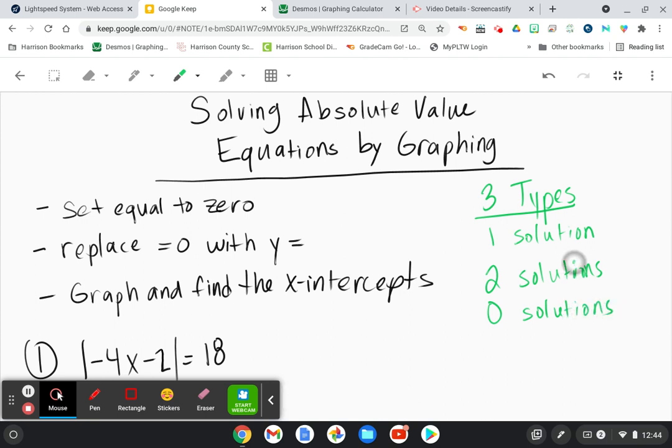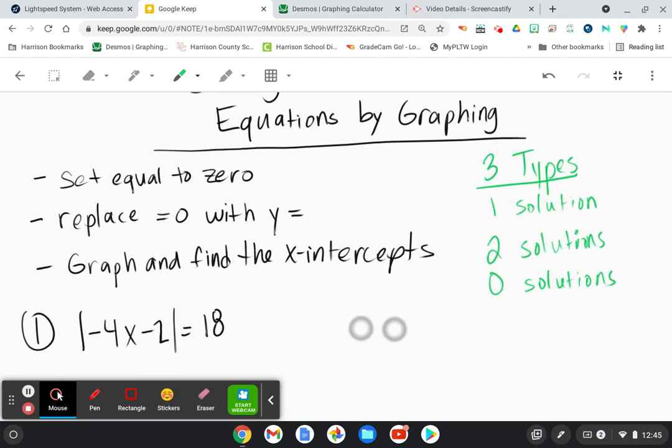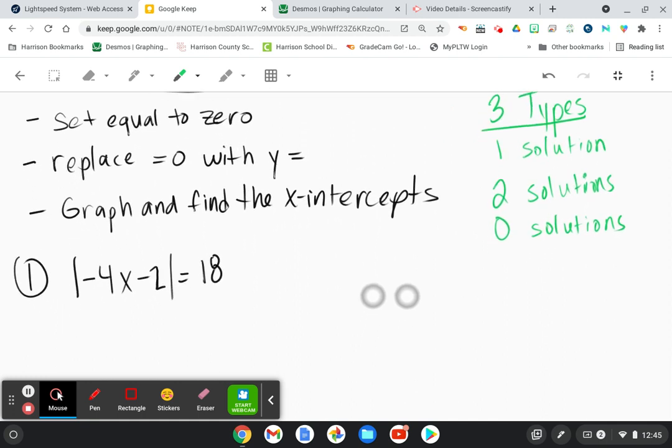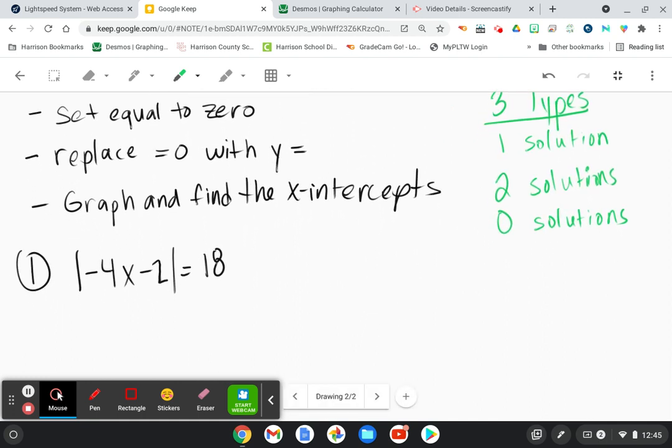So you can, like I said, apply this idea from quadratic equations to absolute value. And it's going to feel weird at certain times, but that's perfectly okay. So let's take a look at number 1. We have the absolute value of negative 4x minus 2 equals 18. Every ounce of your body is going to say, hey, let's just solve it. But there's a lot of different steps to that.